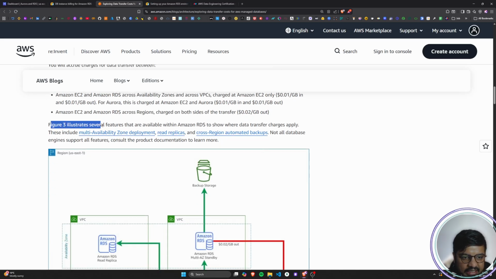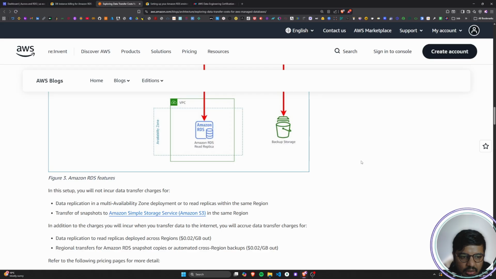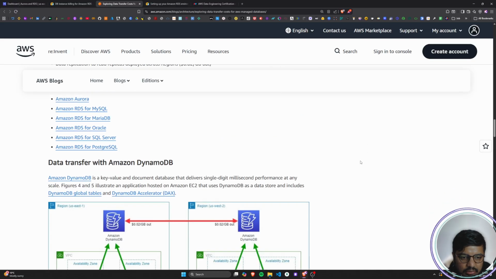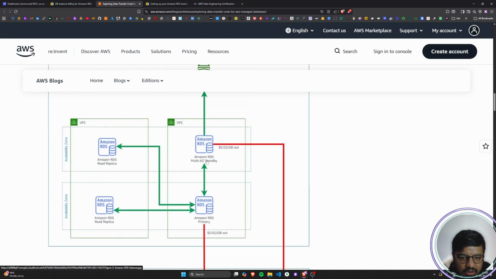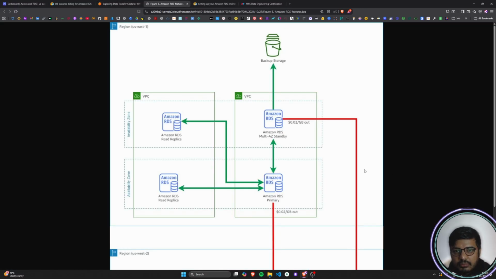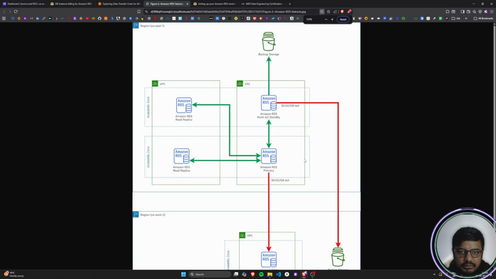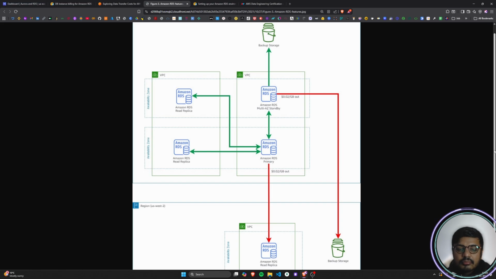Now figure 3 illustrates several features that are applicable within RDS to show where data transfer charges apply. We include multi-availability zone deployment, read replicas, and cross-region automated backups. Not all database engines support all features. Consult the product documentation to learn more. So now let's understand this picture. I will have to zoom out a bit.